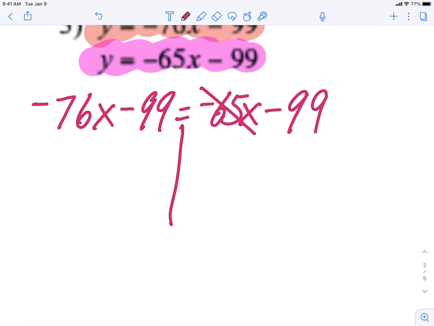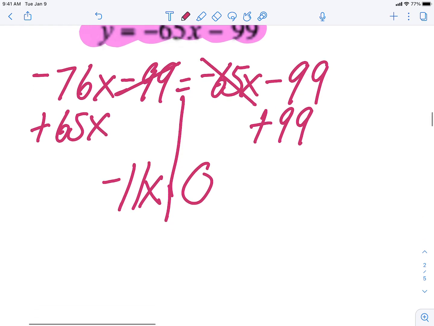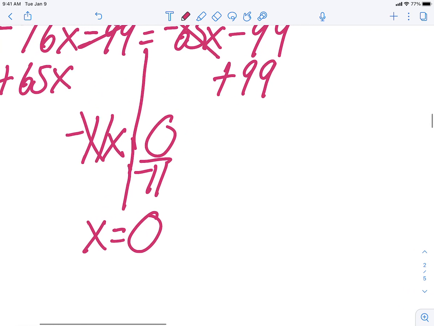I'm going to bring negative 65 over as positive 65x. So this negative 99 is going to go over as positive 99. So those x's are different signs. I got to subtract, and I get negative 11x, because 76 is bigger. Those 99s are different signs, so I got to subtract them. 99 minus 99 is 0. The opposite of multiplying by negative 11 is dividing by negative 11. x is equal to 0 divided by anything is 0.